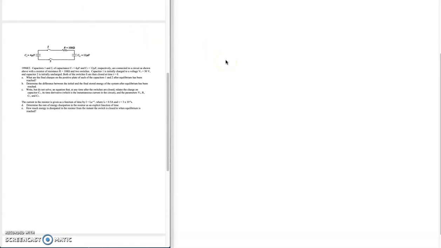1996 E&M number 2. This is a case where they've given us a capacitor, 2 switches, a 100 ohm resistor, and another capacitor that's 3 times bigger. And they're telling us capacitor 1 is initially charged to 50 volts. So this guy is at 50 volts. Capacitor 2 is initially uncharged.